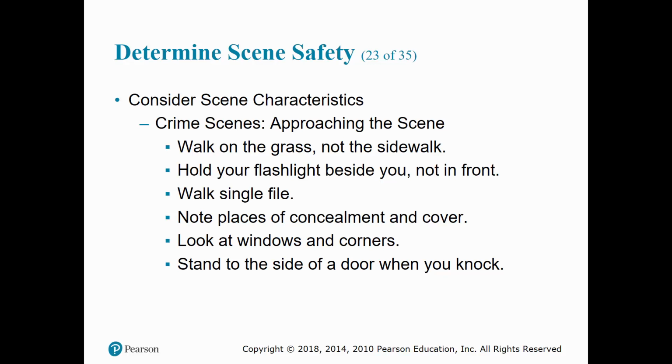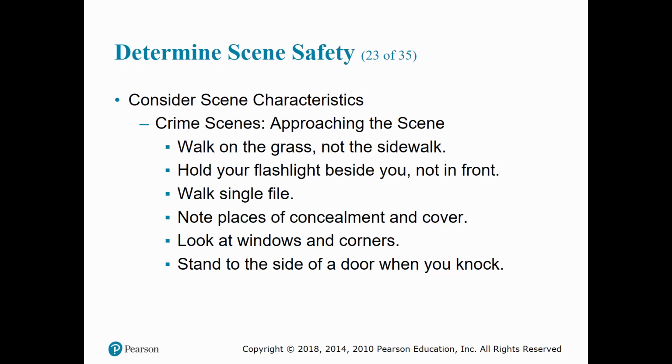When approaching the scene, follow these procedures. Walk on the grass, not the sidewalk, for a quieter, less obvious approach. If using a flashlight, hold it beside you, not in front of your body, because if there is a shooter, they're going to shoot at the light. If you're walking with a partner, walk single file. The last person in line should carry the jump kit. This will leave the person or persons at the front of the line unencumbered and better able to react to any problems they may encounter.